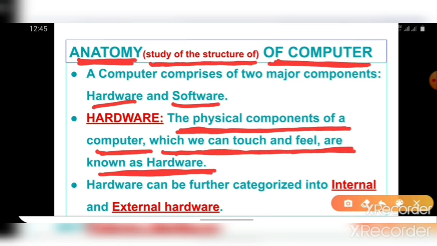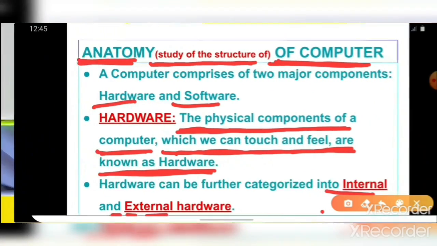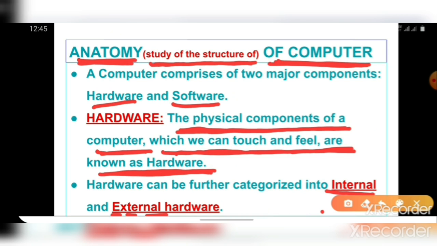Now, the hardware of a computer can be further categorized into two groups: internal hardware and external hardware. So, what is hardware? The physical components of the computer which we can touch and feel. And further, hardware can be categorized into two parts: internal hardware and external hardware.